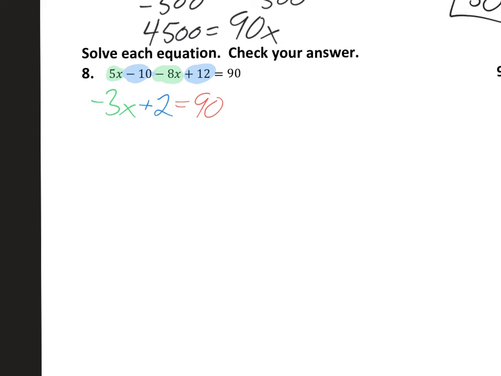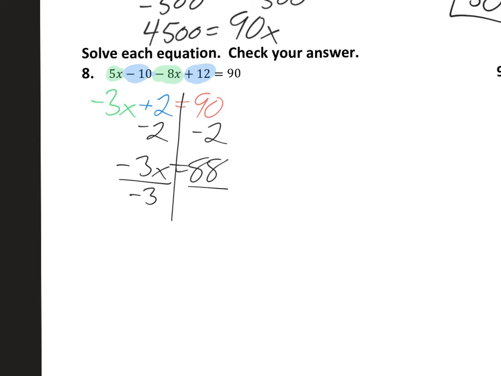Okay, so now we're just solving another simple equation. We are going to, not add, I want to subtract 2. So minus 2, minus 2. So I have negative 3x equals 88. Divide both sides by negative 3. So x equals negative 88 over 3. Okay, cool.